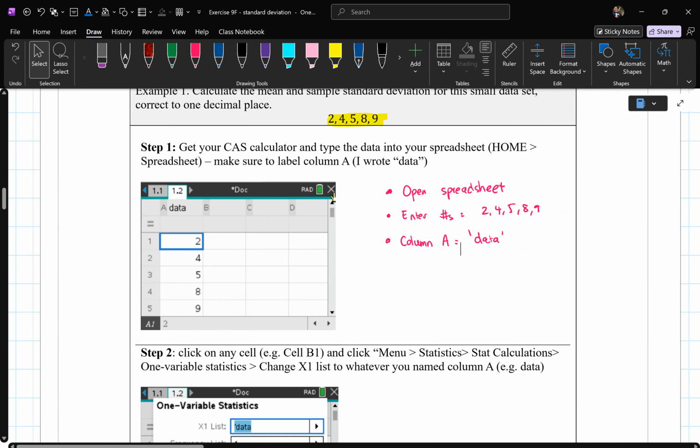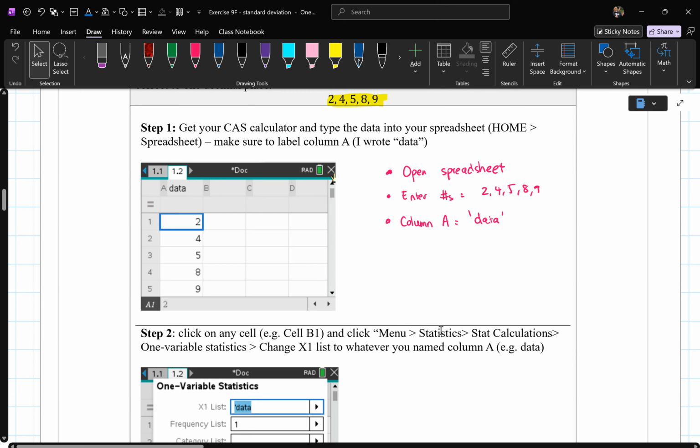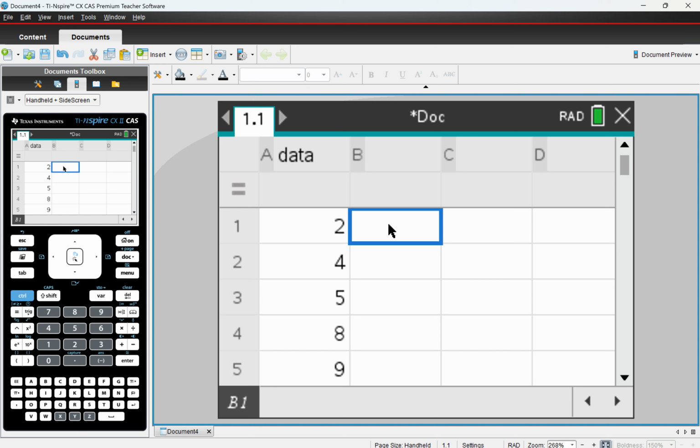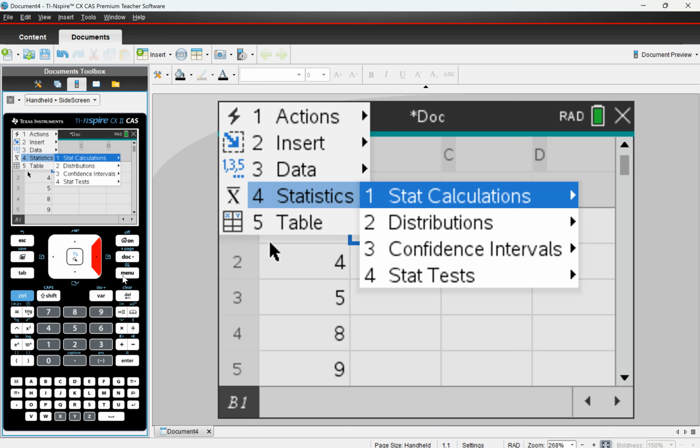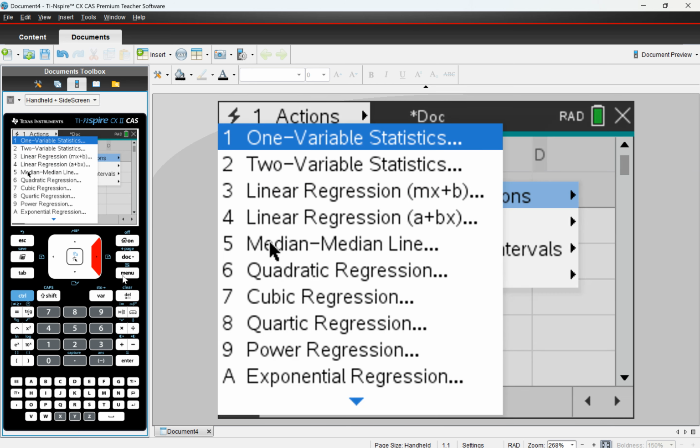Step number 2, you're going to click on any cell. Doesn't matter where. You can click on cell B1, for example. Then you're going to click on menu, statistics, stat calculations, 1 variable stats. Very much the same way I did in the last session. So I'm going to do it on screen for you to see now. Click anywhere. You can click on this cell if you want. So I clicked on B1. I go to menu, statistics, stat calculations, 1 variable statistics, because I'm only doing 1 column. It's only 1 set of data. Okay. So 1 variable stats.